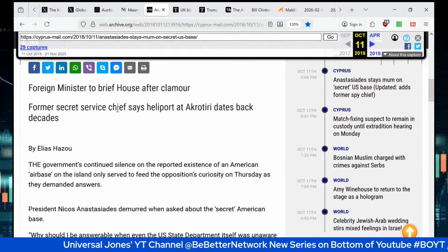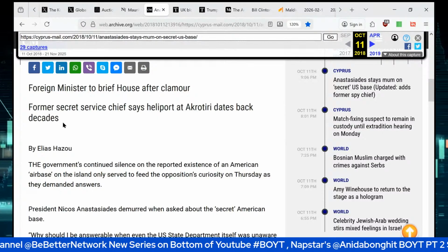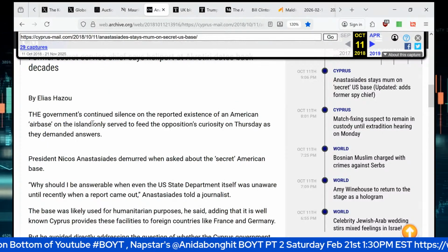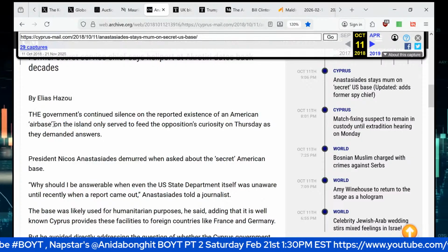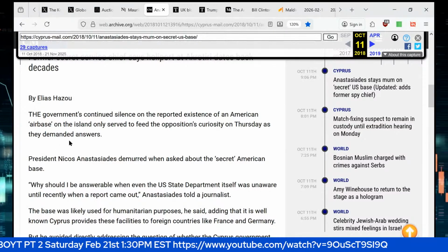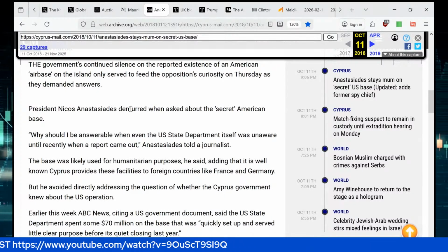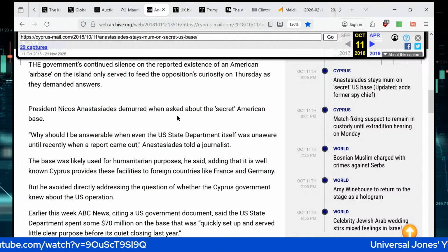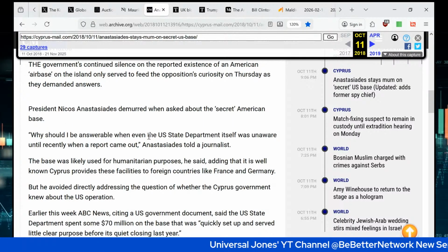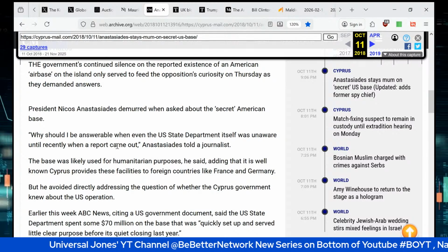Former Secret Service chief says heliport at Akrotiri dates back decades. The government's continued silence on the reported existence of an American air base on the island only served to feed the opposition's curiosity on Thursday as they demanded answers. President Nikos Anastasiades demurred when asked about the secret American base. Why should I be answerable when even the U.S. State Department itself was unaware until recently when a report came out?